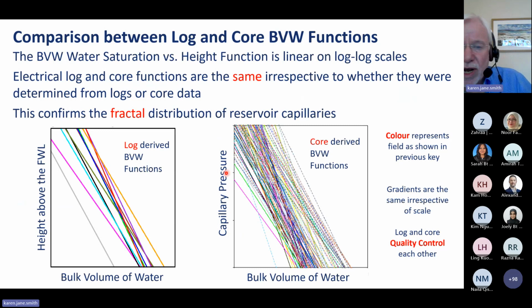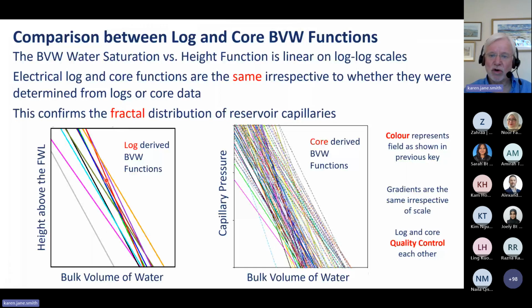Now, let us look at the data from these many fields plotted on 2 cross plots. On the left-hand cross plot, we've got BVW against the height of the free water level for the electrical logs. So these curves here, again, straight lines in log space, each one for a field represent the data from the free water level all the way up to the top of the reservoir. So there's a different color for each of the fields.